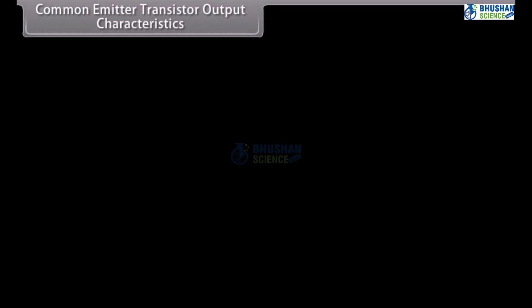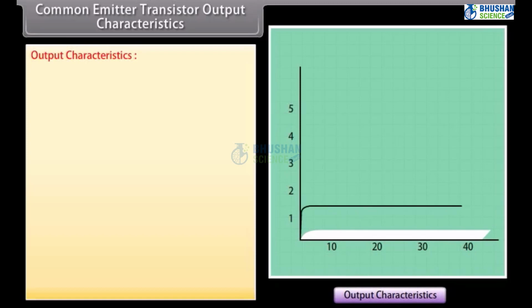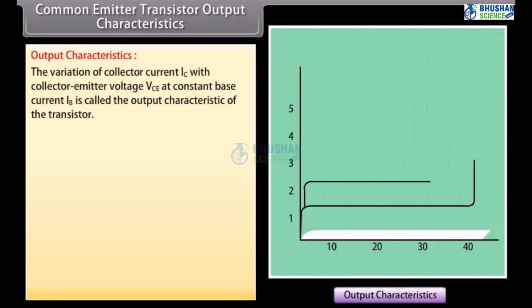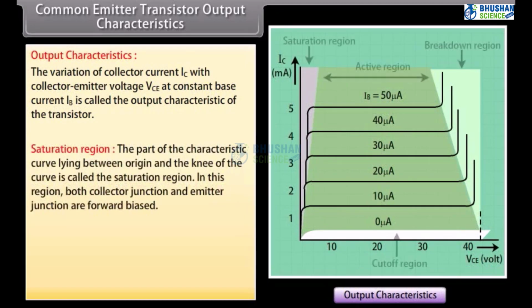Common emitter transistor output characteristics. Output characteristics. The variation of collector current IC with collector emitter voltage VCE at constant base current IB is called the output characteristic of the transistor. Saturation region. The part of the characteristic curve lying between origin and the knee of the curve is called the saturation region. In this region, both collector junction and emitter junction are forward biased.